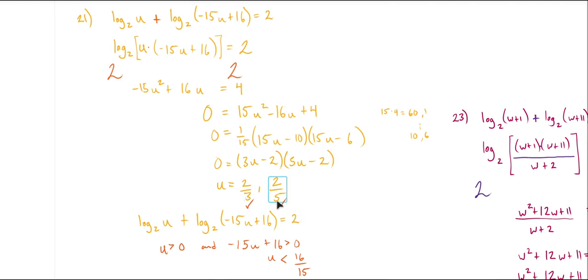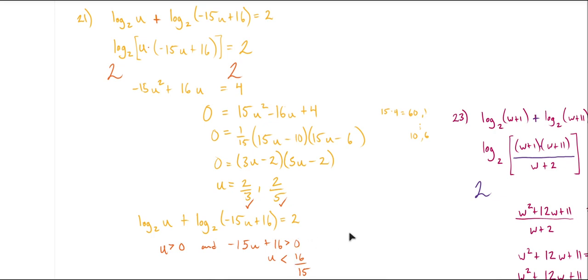And notice that both of those are valid. Here we have that u must be greater than 0 because we're dealing with a log base 2 of u alone. Over here, we require that minus 15u plus 16 is greater than 0. And taking this 15 to the other side and then dividing it over, flipping my inequality, if you like, we wind up that u must be less than 16/15. But actually, both of these are going to fall into that region.